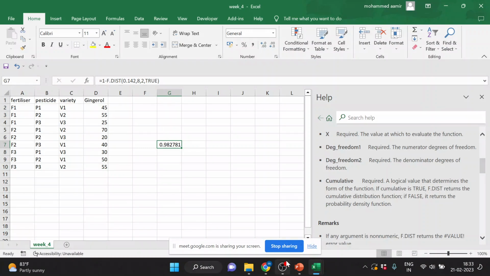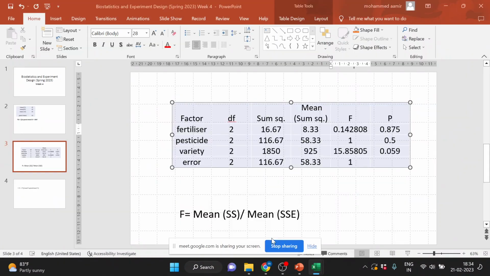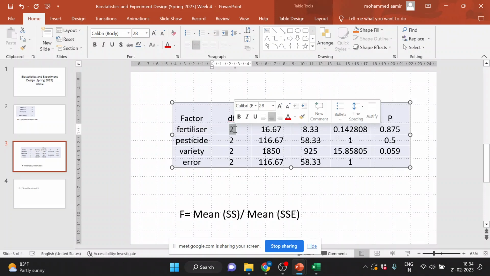Sir, how do we take the degrees of freedom? For fertilizer, you are having 2 right here. It is 3 fertilizers minus 1. Similarly for pesticide and variety. The total degrees of freedom is how much? N minus 1. So 9 is your number of data points, minus 1, that's 8. Okay, so error is 2.